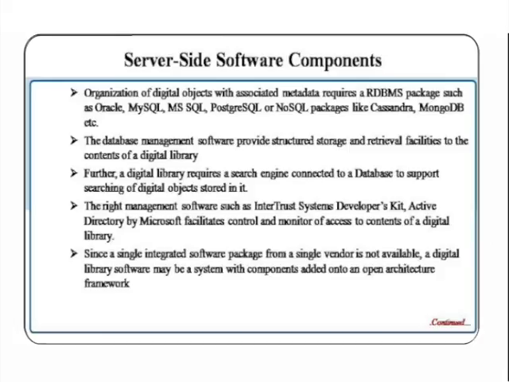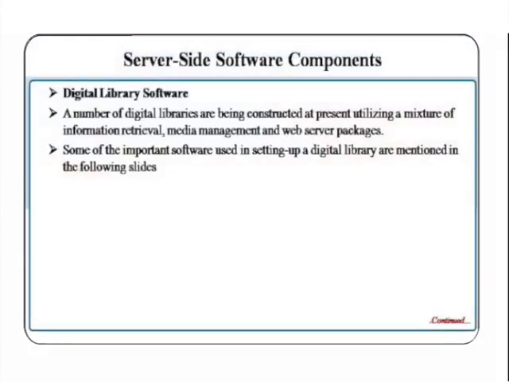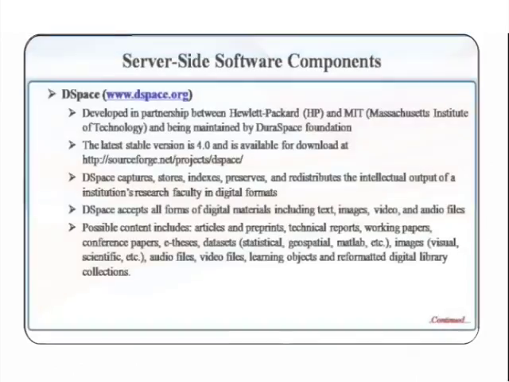Since a single integrated software package from a single vendor is not available, digital library software may be a system with components added onto an open architecture framework. A number of digital library software are being constructed at present utilizing a mixture of information retrieval, media management, and web server packages. Some of the important software used in setting up a digital library are discussed in the next slides. The first in the list is DSpace. It has been developed in partnership with Hewlett-Packard and MIT and is being maintained by the DuraSpace Foundation.